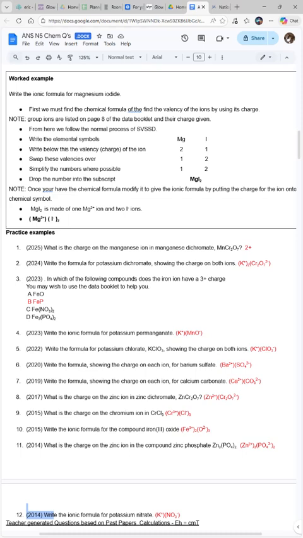The final one, write the ionic formula for potassium nitrate. So we go to the data booklet. Nitrate ion, 1 negative charge, but also we just know from the data booklet that potassium is a group 1 metal, so it'll have a 1 positive charge. It's just about making sure the ion with its charge goes inside the brackets, and if there's multiple copies of that ion in the compound, for example in potassium dichromate, then we put that outside the brackets.